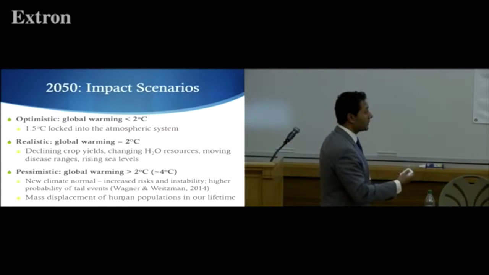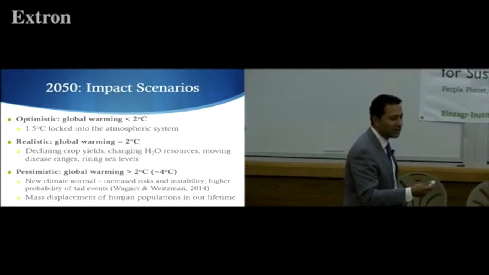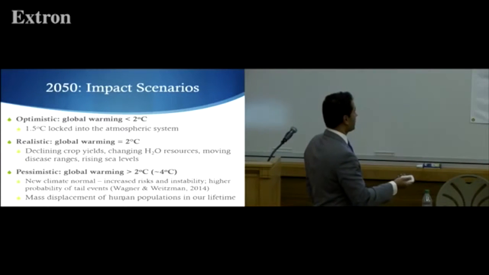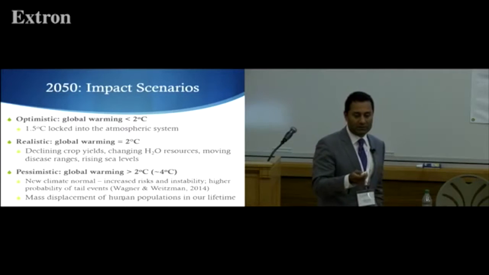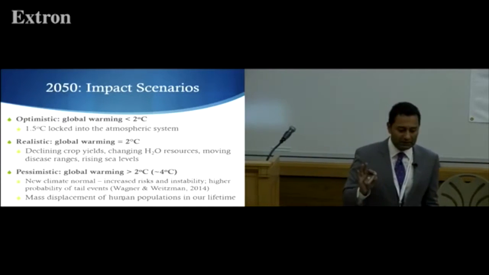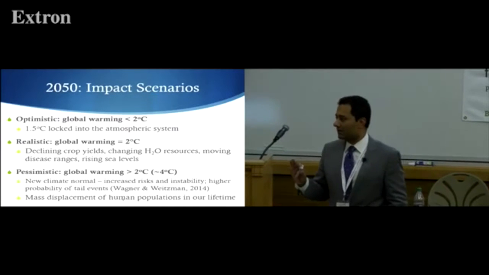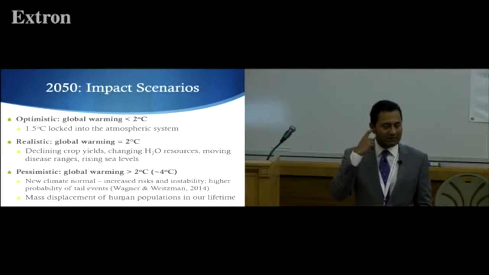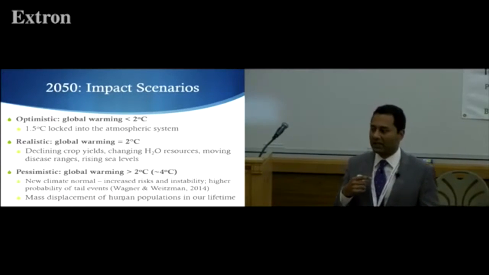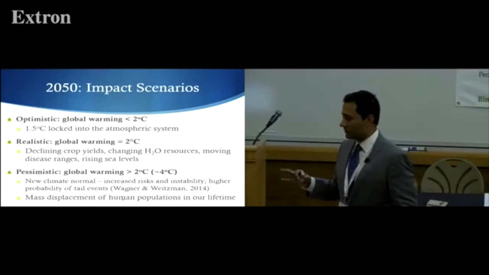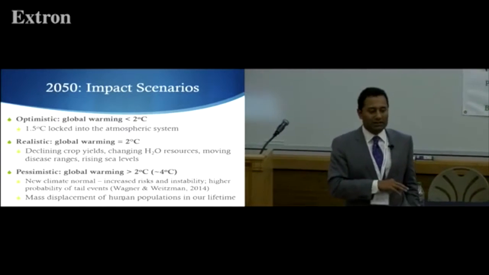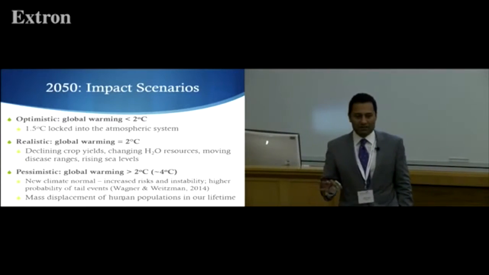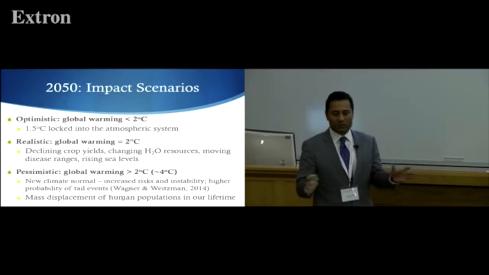Realistic scenario is we are kind of in that region, 2 degrees Celsius around 2050, and that is going to bring about a number of very interesting scenarios, including declining crop yields, changing water resources, moving disease ranges. So the different tropical diseases, dengue fever, has anybody ever heard of dengue fever? Happens in Brazil. I'm from Pakistan, and Pakistan has been fighting against dengue fever for years now. I recently read in the news that there is a massive epidemic in New Delhi of dengue fever. So these disease ranges are changing in the world.